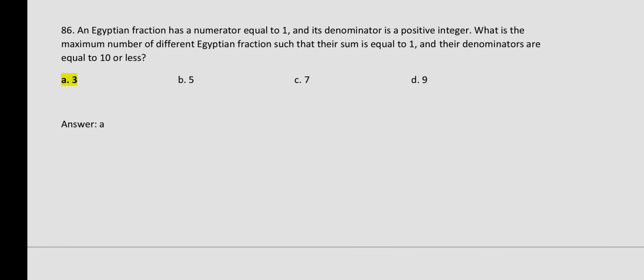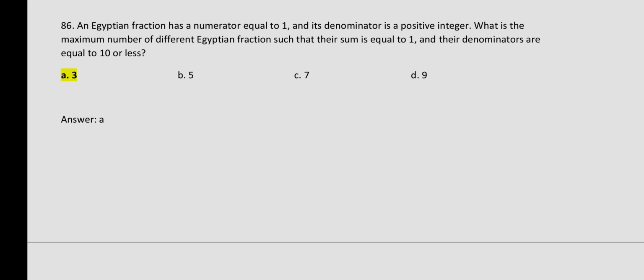Number 86, an Egyptian fraction has a numerator equal to 1 and its denominator is a positive integer. What is the maximum number of different Egyptian fractions such that their sum is equal to 1 and their denominators are equal to 10 or less? Sagot dyan ay letter A, 3.